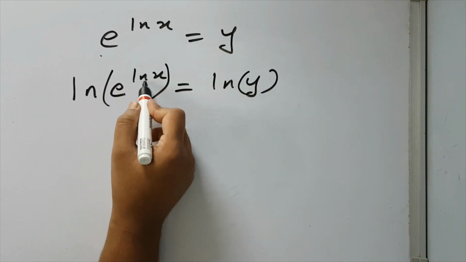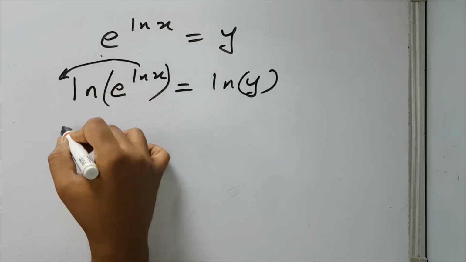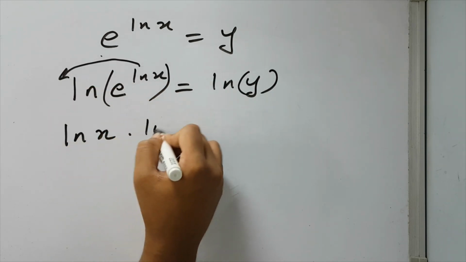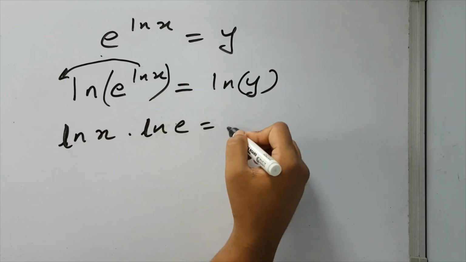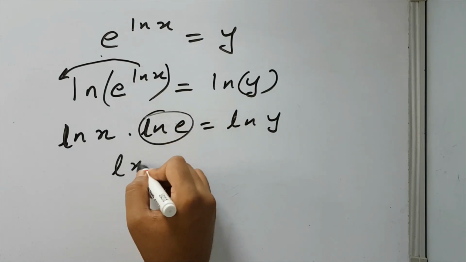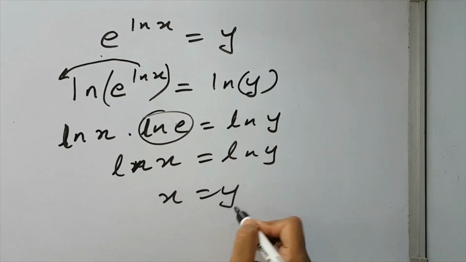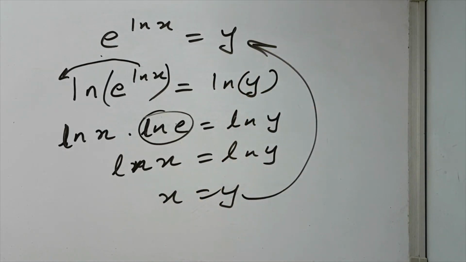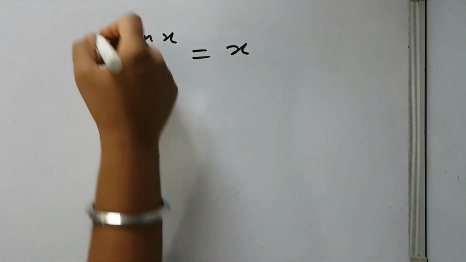ओके, तो यूज दैट प्रॉपर्टी. ये देखो, इस नंबर का जो पावर है वो ln x है, तो वो बाहर आ जाएगा. तो ln x इंटू ln ऑफ e इज इक्वल टू ln ऑफ y. और ln ऑफ e क्या होगा, 1. सो ln x इज इक्वल टू ln y, मतलब x इज इक्वल टू y. तो इधर से क्या मिल गया कि e raised to ln x is also equal to x.